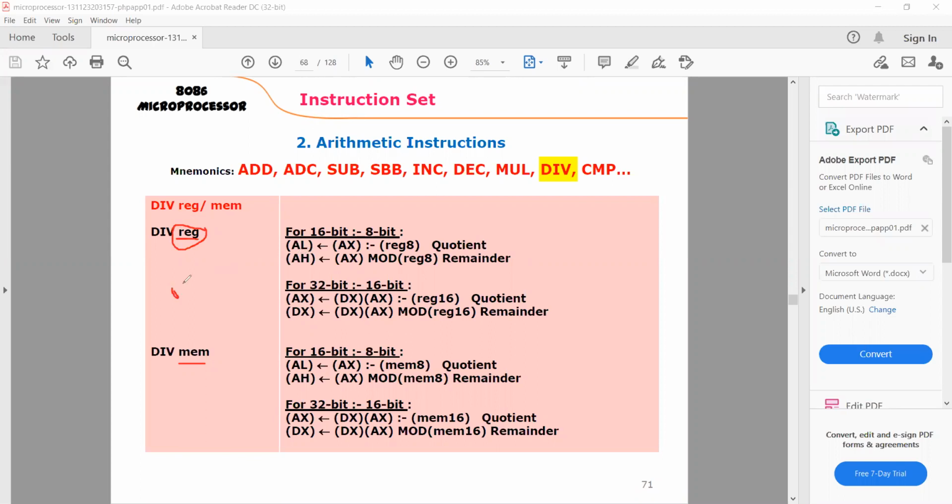The dividend is always specified in the A register. Dividend, divisor. So the divisor is specified in the instruction. The dividend is always there in the A register. That you have to remember. The dividend is always in the accumulator. The divisor is only specified in the instruction, either in memory or in a register. For an 8-bit operation, we use the AL register.